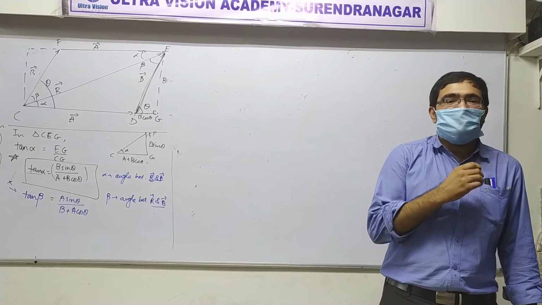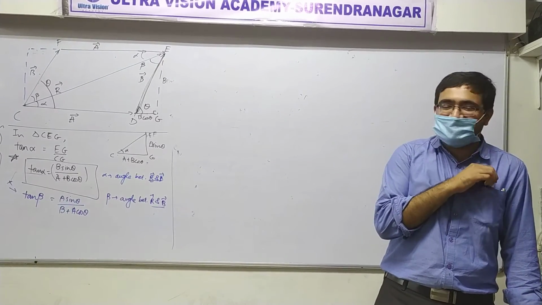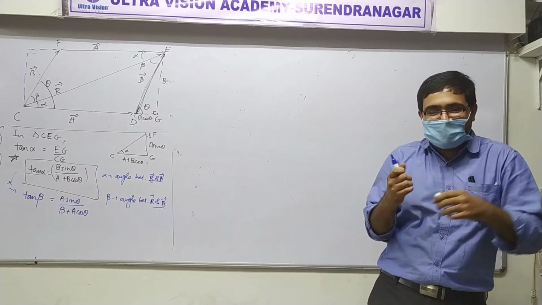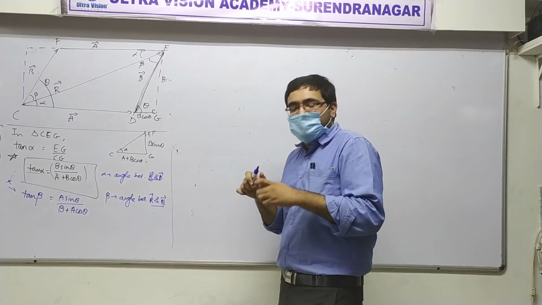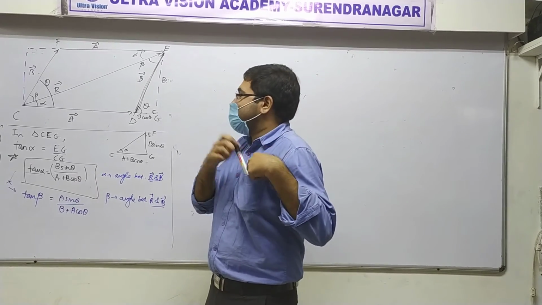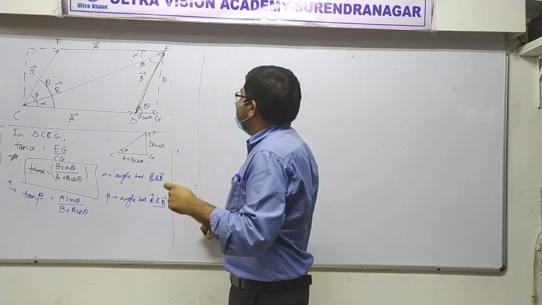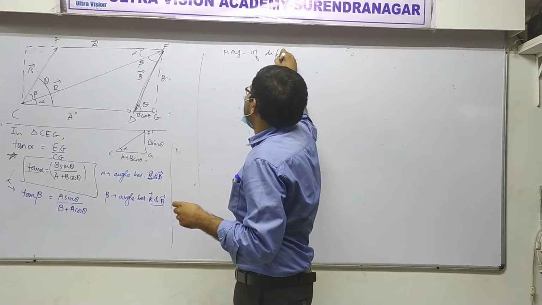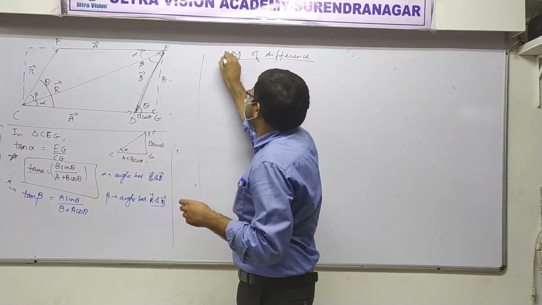Resultant done. Time for difference. R for resultant, D for difference. Yes or no? Now to do that, first of all, the magnitude of difference. This is also a very useful formula.